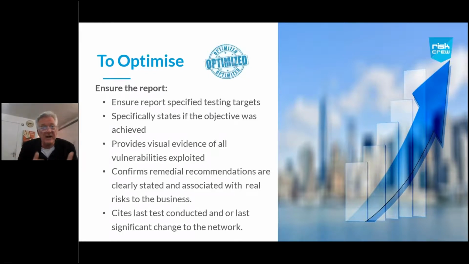Make sure that you say, here's the objective, and I want a written response to the objective. You were tasked with gaining unauthorized access to the website. Were you able to achieve it within the scope and the time agreed? And ask for that binary yes or no. Absolutely, you should have visual evidence. Here are the vulnerabilities we found. Here's how they were exploited. Ask for it. And then make sure everybody does this very well, confirms remedial.